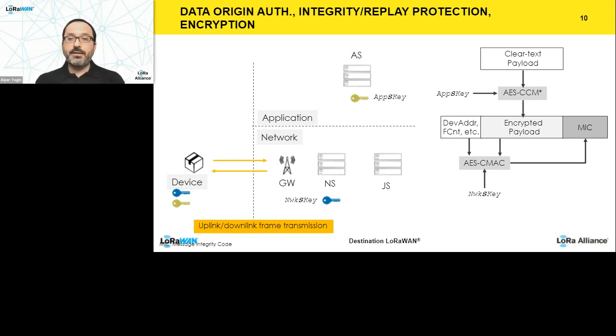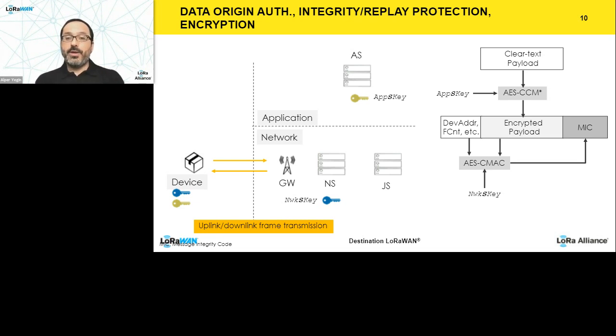How do we do that? Well, we take the clear text payload and encrypt that using the application session key. As you would remember from the previous slide, the application session key is shared between the end device and the application server. As such, it provides end-to-end encryption. And the encrypted payload is taken into the LoRaWAN frame.